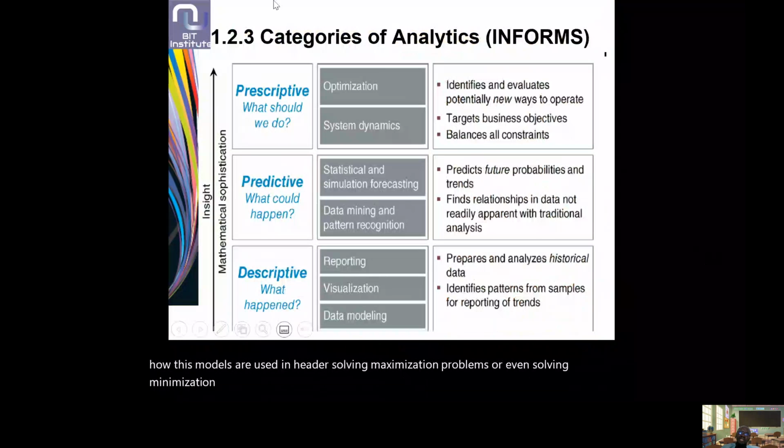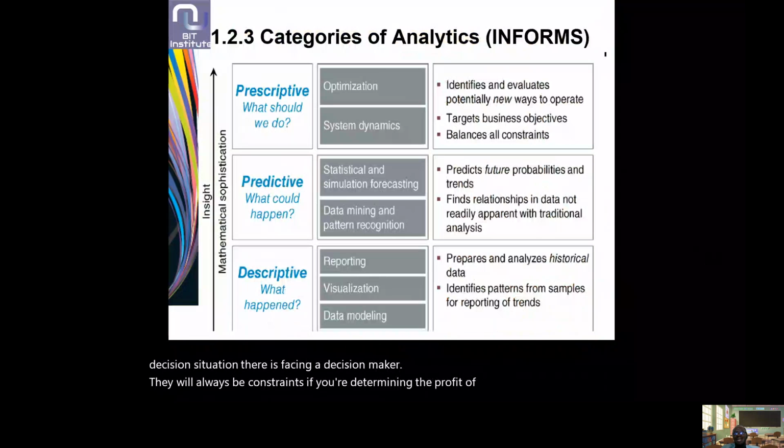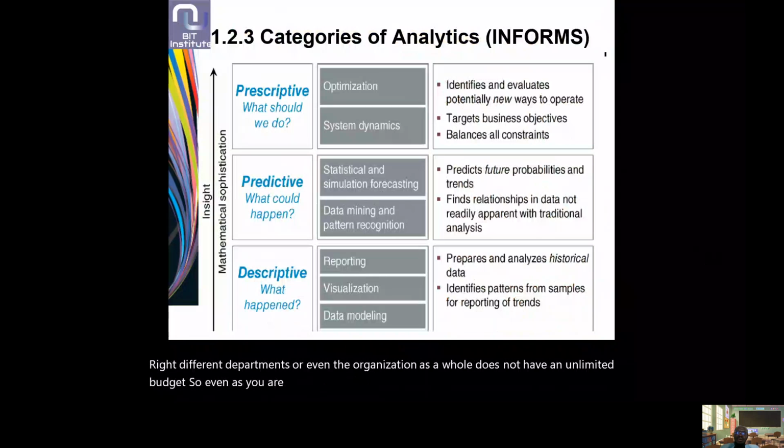And also, these models try to balance all the constraints. So whatever decision situation is facing a decision maker, there will always be constraints. If you're determining the profit of an organization, you don't have unlimited resources. Decision makers are faced with limited resources. The constraint could be, for instance, the budget, right? Different departments or even the organization as a whole does not have an unlimited budget. So even as you are determining profit, you are constrained.